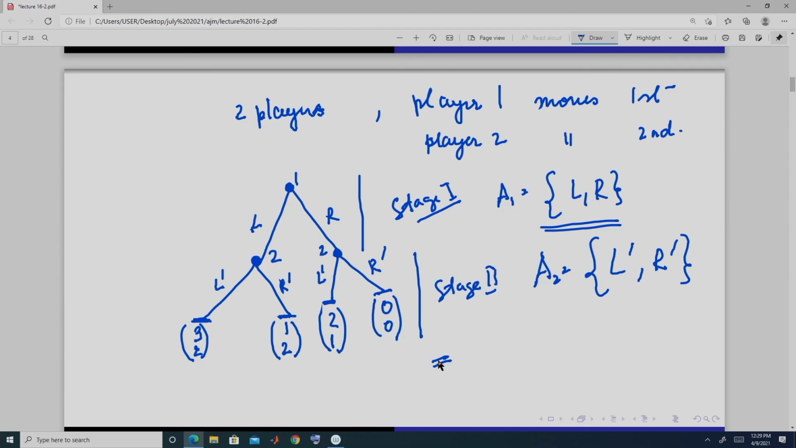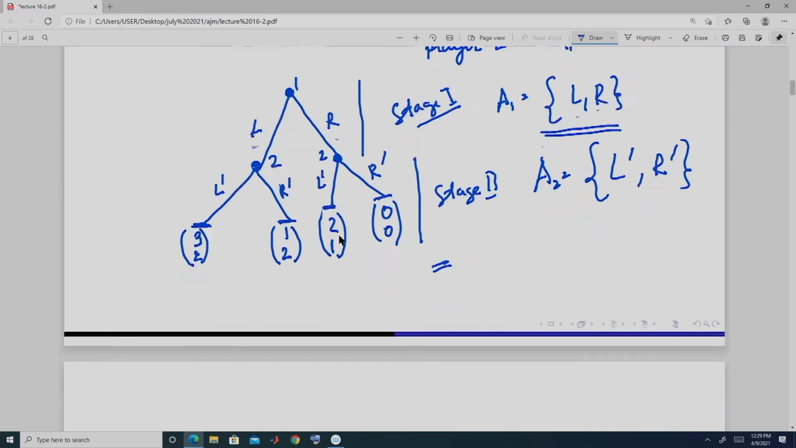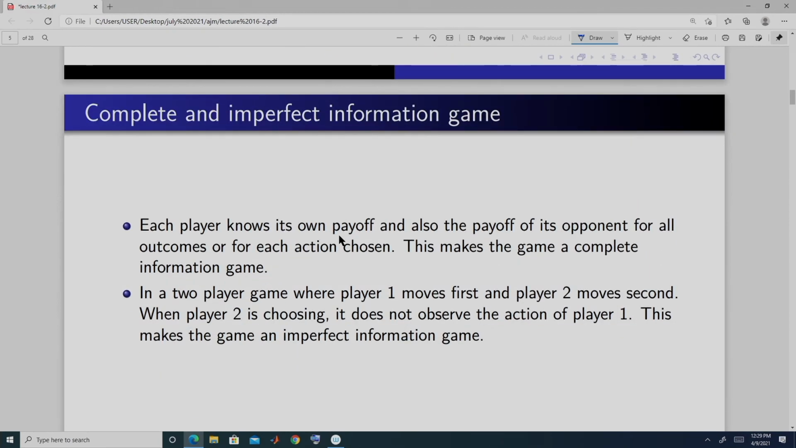It is a perfect information game. Why is it perfect? Because player 2 knows in which node it is lying when it is making a decision. Next, there can be another type of game, and that is complete information and imperfect information. It is complete information because player 1 knows the payoffs of each outcome of itself and also the payoff of player 2.